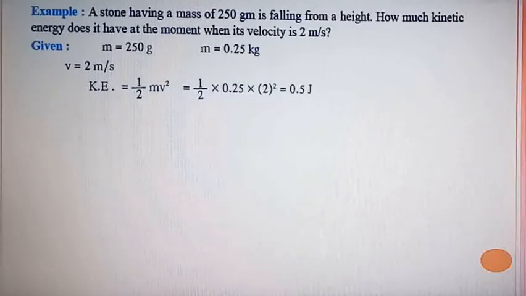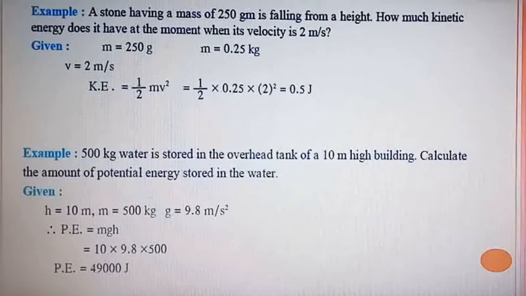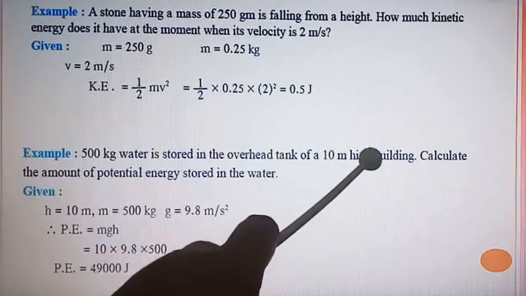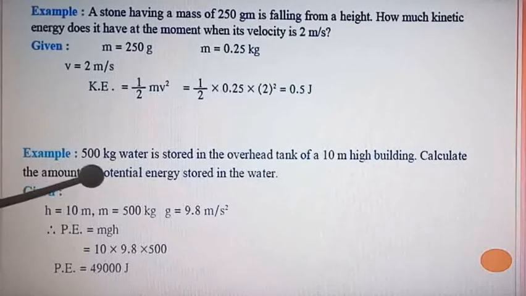Next solved example is on page number 24 of your textbook under the topic potential energy. 500 kg water is stored in the overhead tank of a 10 meter high building. Calculate the amount of potential energy stored in the water. 500 kg of water is stored where? In the overhead tank, so at a height of a 10 meters high building. You have to calculate the amount of potential energy.